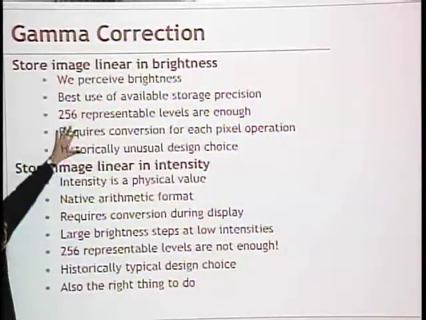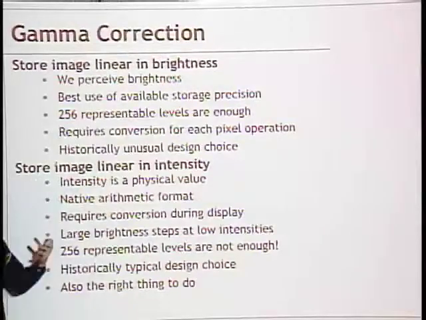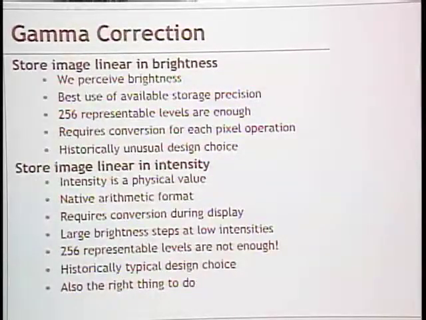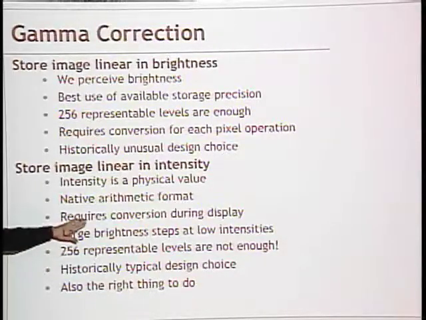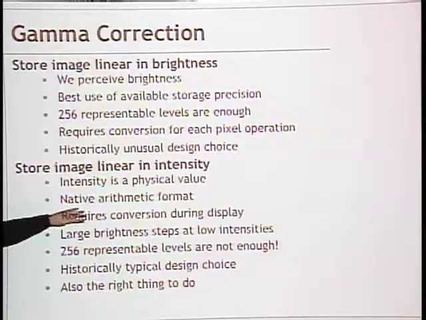So nobody ends up doing this. Instead, we store at linear intensity. Basically, your frame buffer is capturing how many photons are there. Okay, that's what actual intensity is. So it means that you do conversion during display. This is your gamma correction sort of thing.